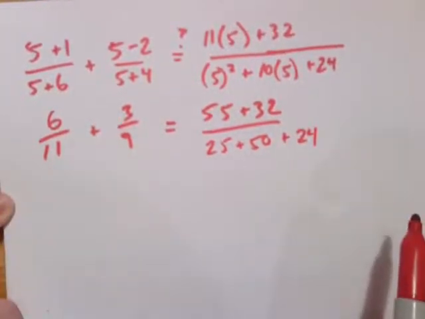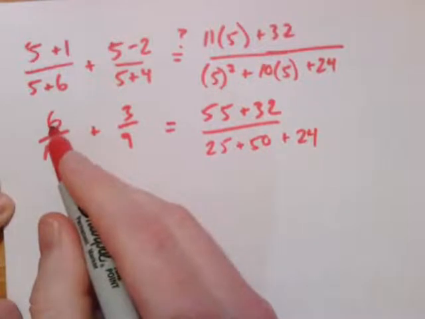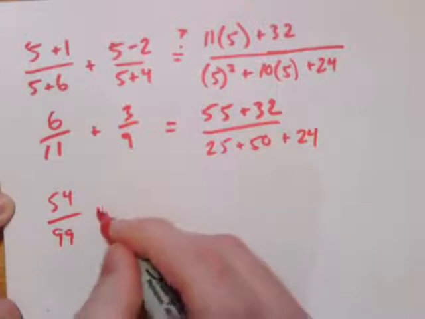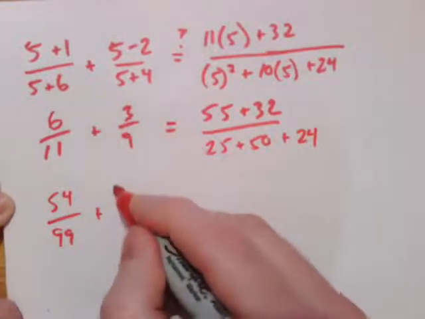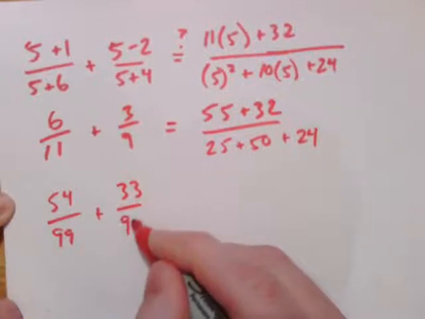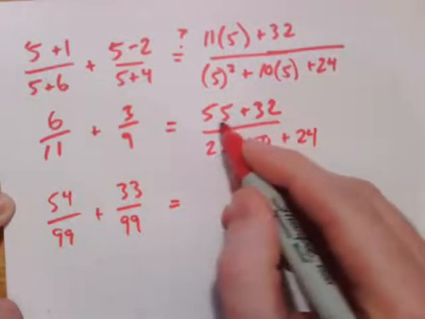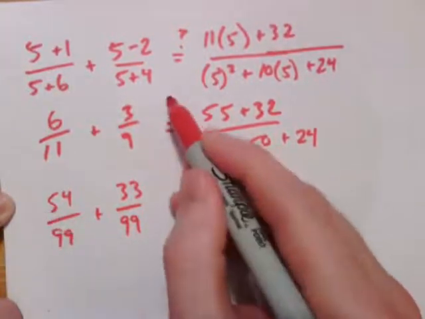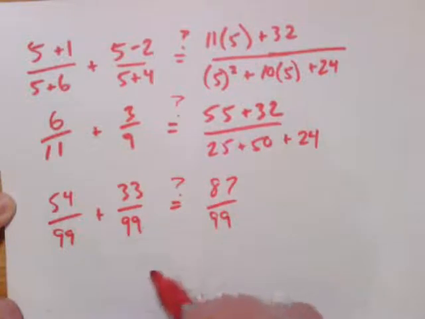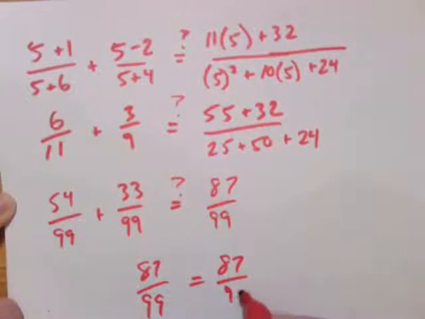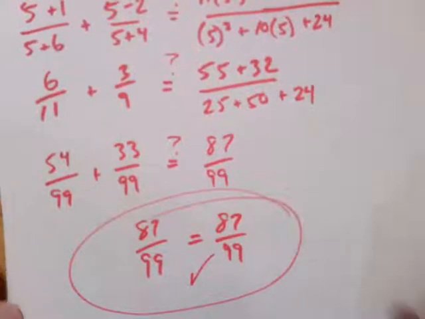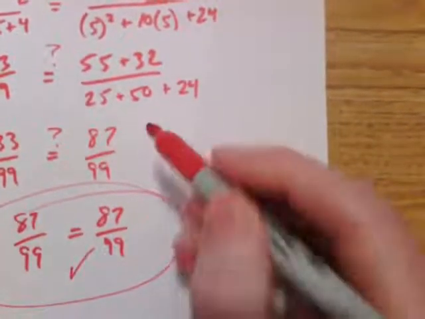LCD of 99. So I just have to multiply this by 9 over 9, so it's 54 over 99, plus multiply this by 11, 33 over 99, equals 55, so that's 87. 87 over 99. 54 and 33. Checks out.